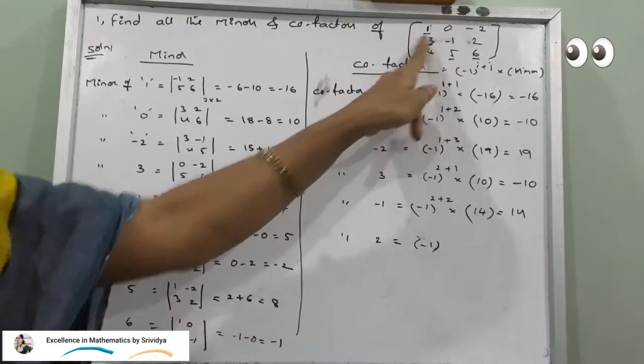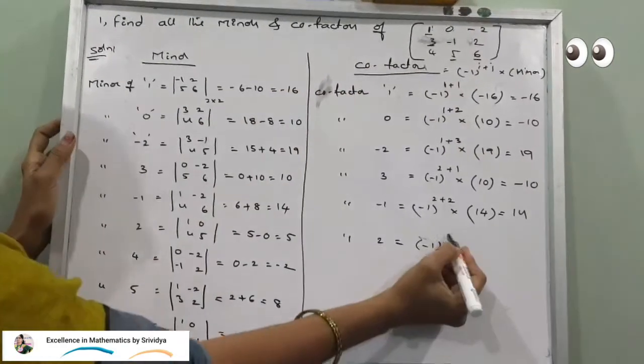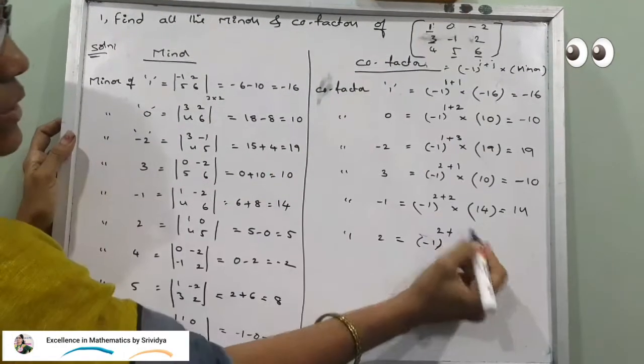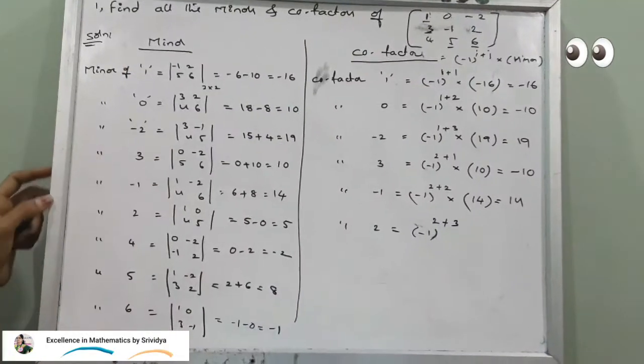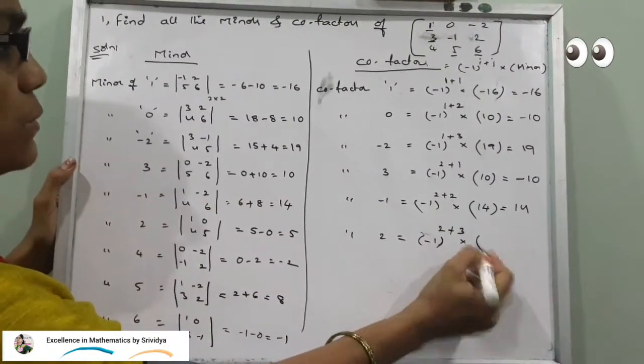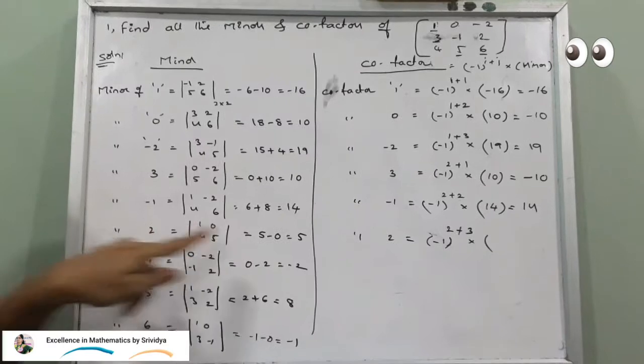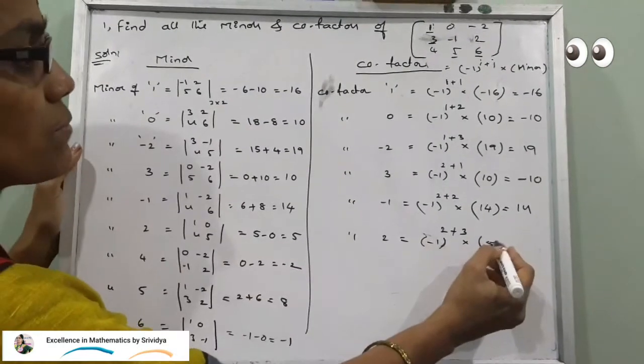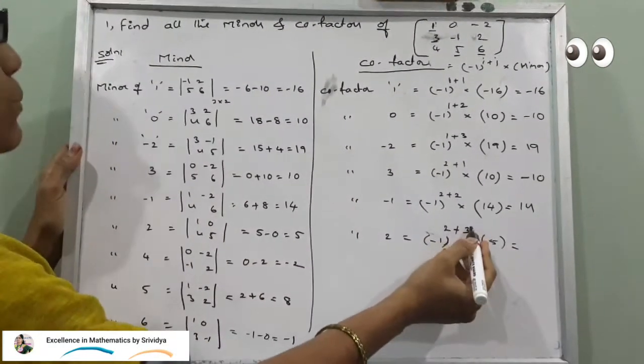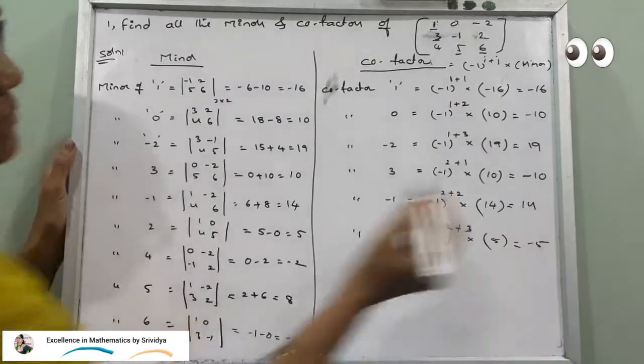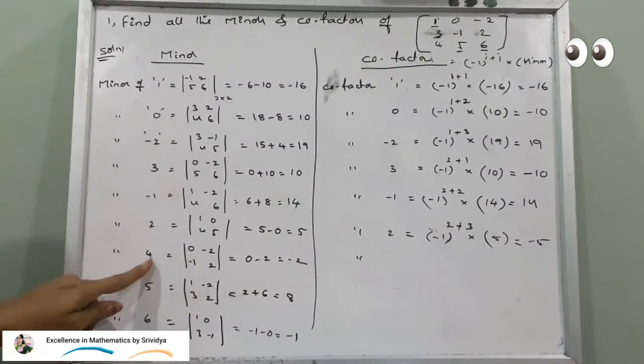Here 2 is in second row third column, that is i is equal to 2 and j is equal to 3, into minor of 2. Minor of 2 is 5, which is equal to minus 1 whole power 5, minus, into 5, which is minus 5.